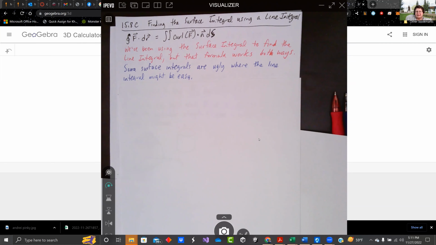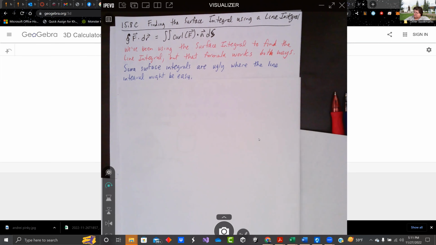If the surface integral is really ugly and you can't find a simple one that works, sometimes doing the line integral will get it for you. Usually you're not doing it both ways, but let's just look at doing a problem both ways in the next example.